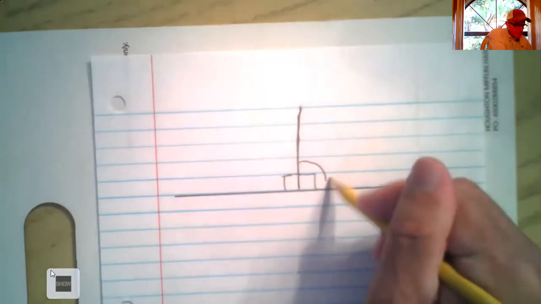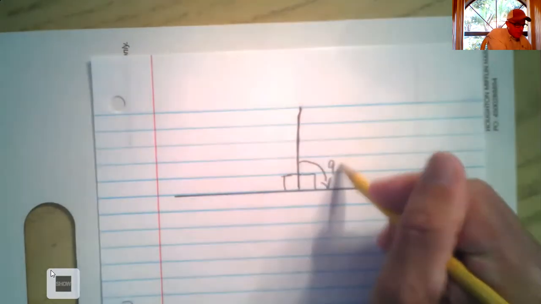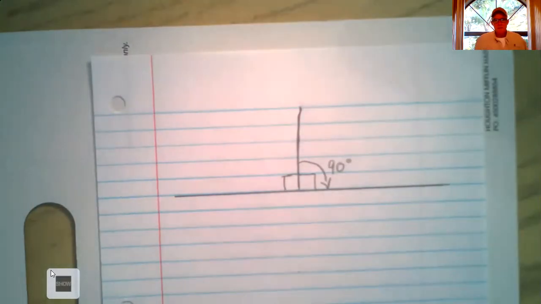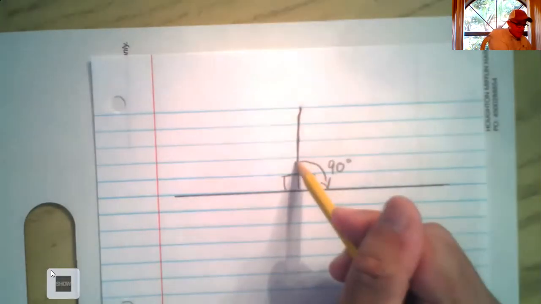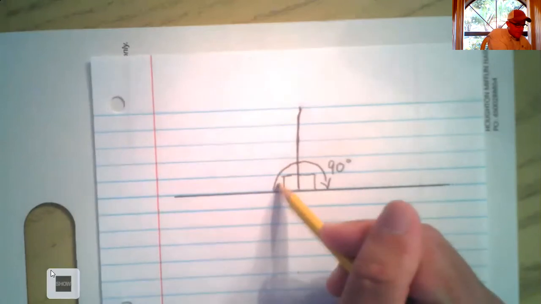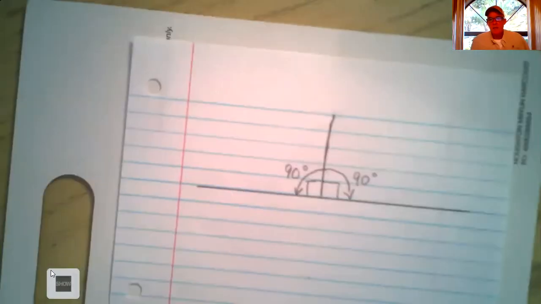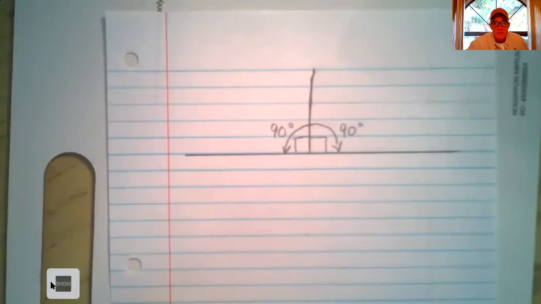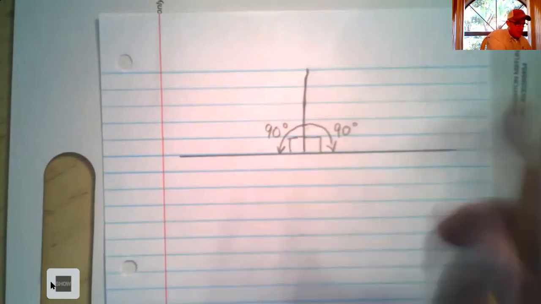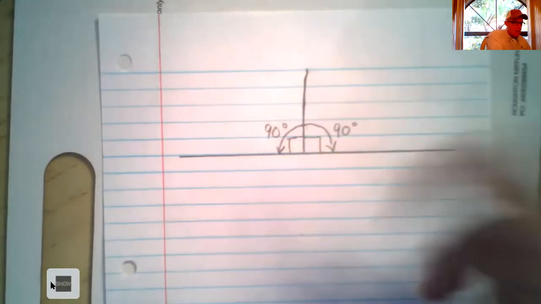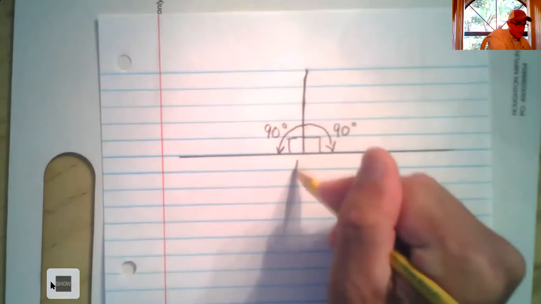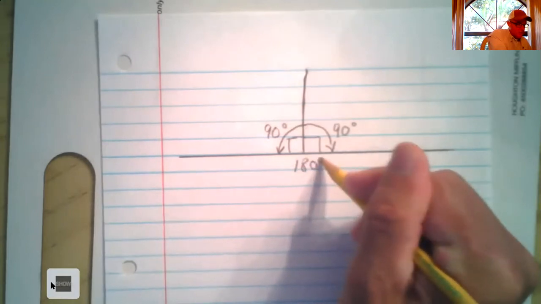So if this angle right here is a right angle, and we call that 90 degrees, can we say that this angle over here is also 90 degrees? Yes, we can. And yes, it is. So what we see right there is two 90-degree angles. We have one right here, and then one coming down that way. So for a total of 180 degrees.